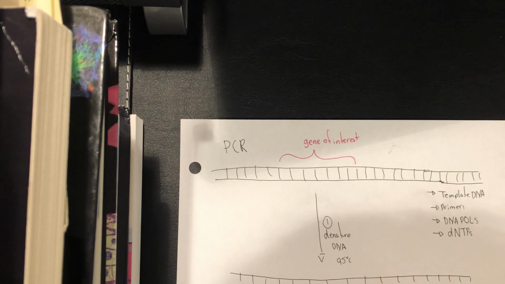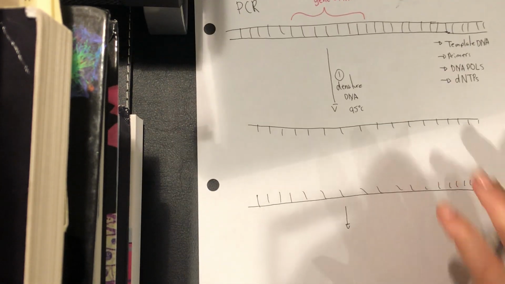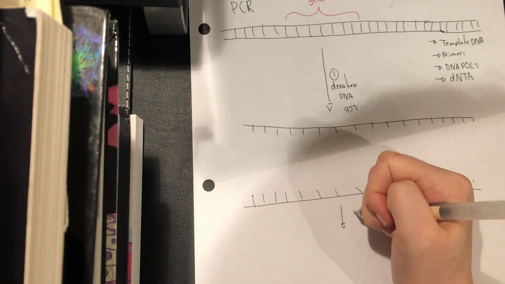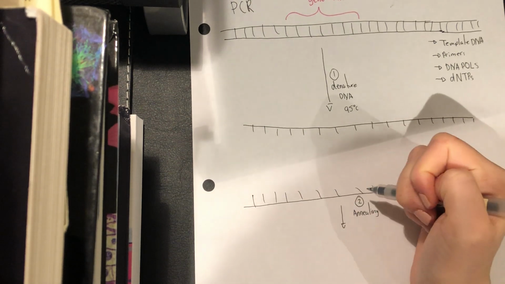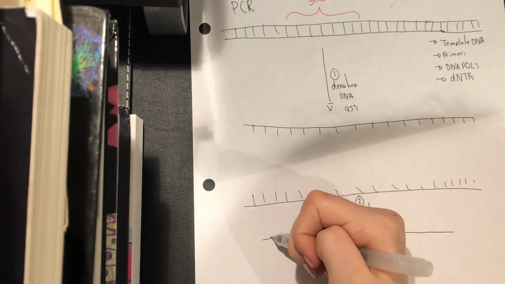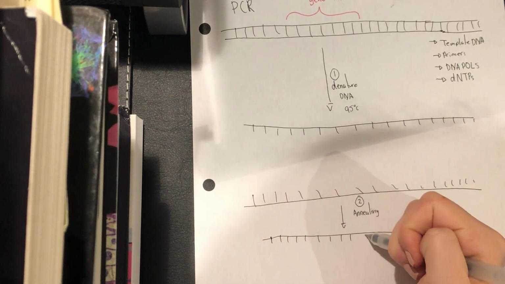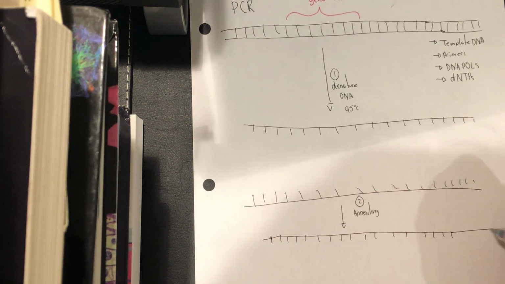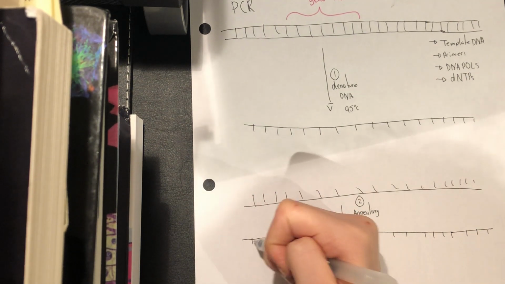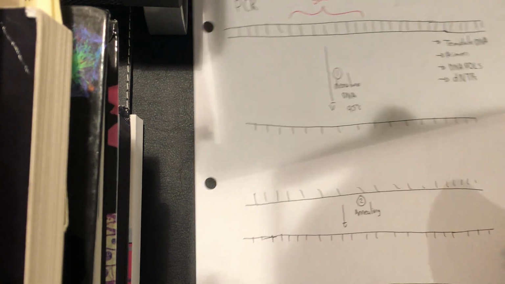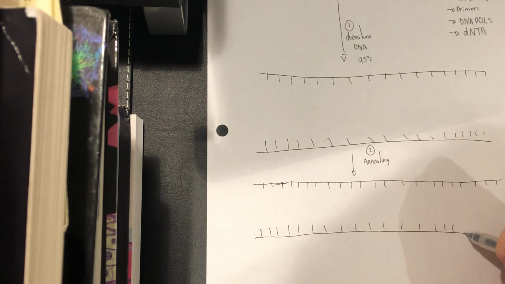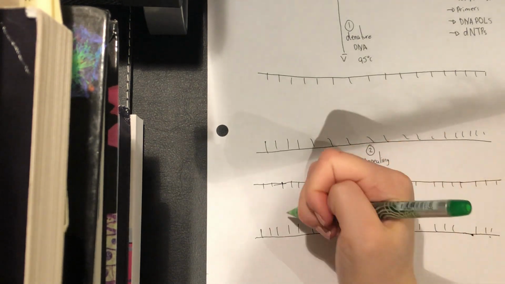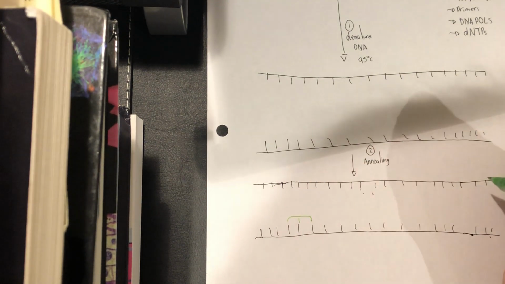The second thing that's going to happen is a step called annealing. And what's happening in the annealing stage is that your primers are now going to anneal to your DNA strand. So if this is your denatured DNA as before, in this stage your primers are going to bind to wherever you made them complementary to.